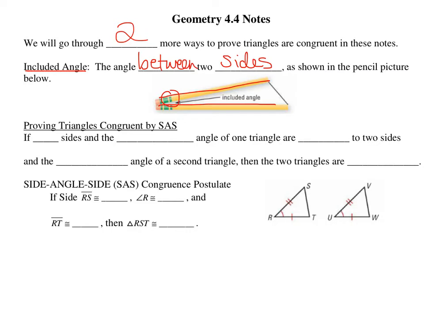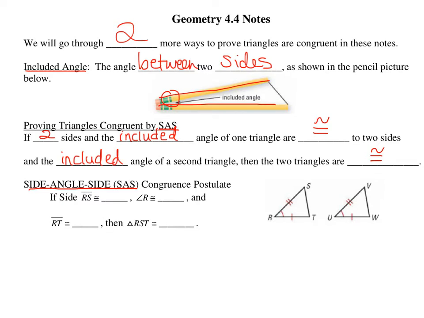So when we are proving triangles are congruent by side angle side, so SAS is what that stands for, that's when we have, if we have 2 sides and the included angle of one triangle are congruent to 2 sides and the included angle of a second triangle, then the 2 triangles are congruent. So the angle has to be between the 2 sides is the biggest part.